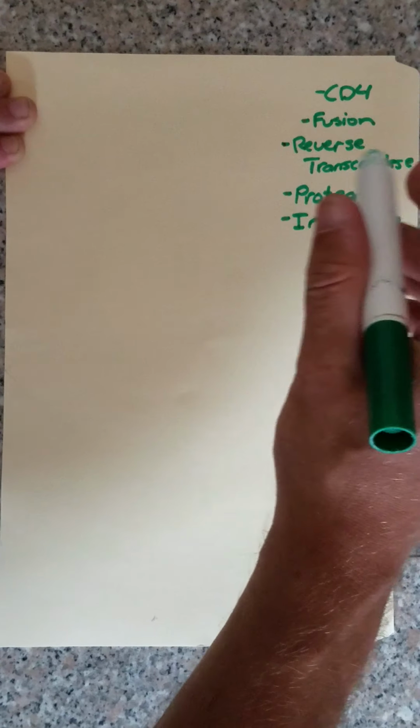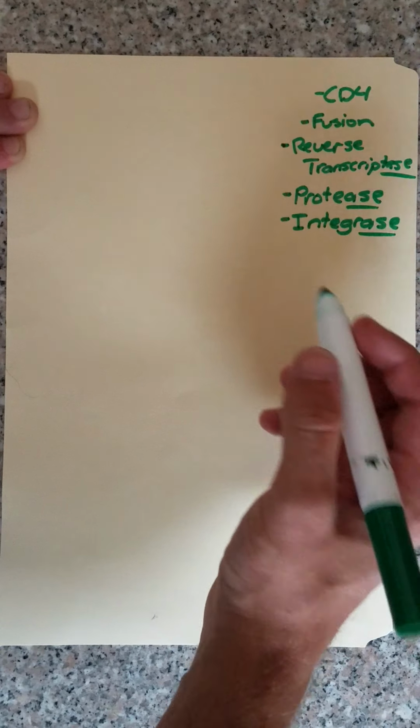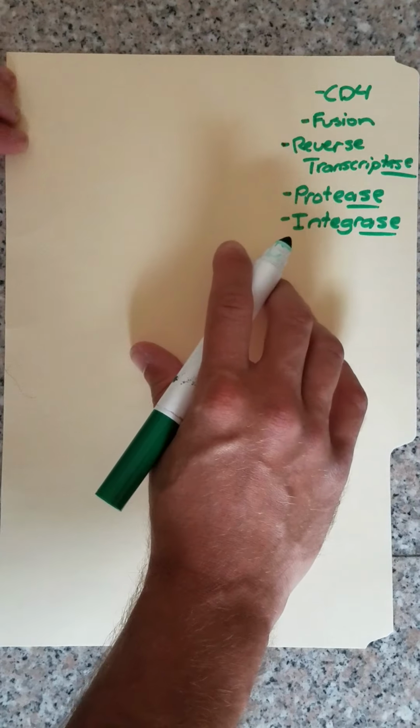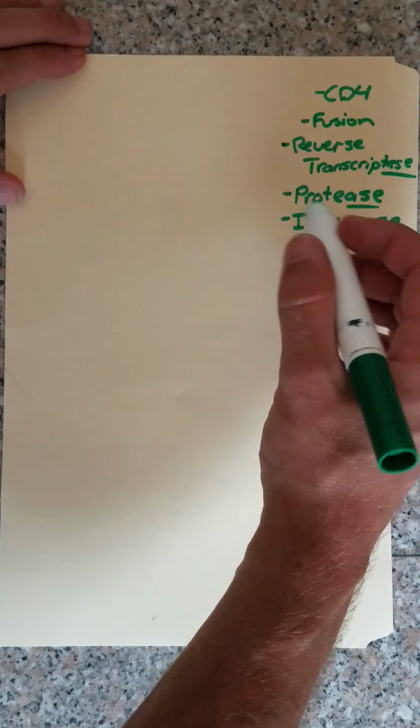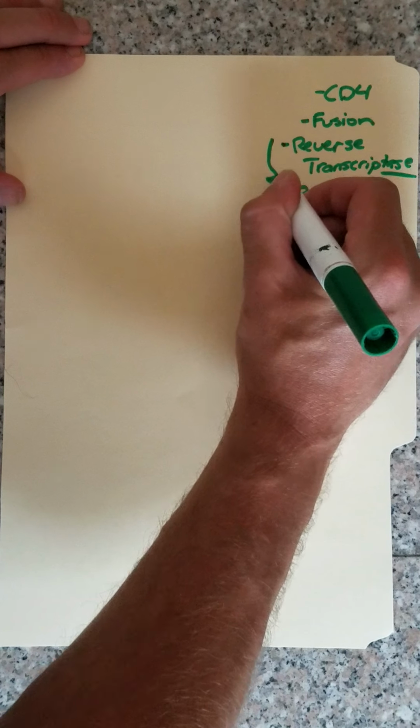Now, whenever you see these words ending in -ase, that means you're talking about enzymes, okay? And enzymes are nothing more than amino acid chains or polypeptide chains or proteins, all the same thing. Okay, these are enzymes.